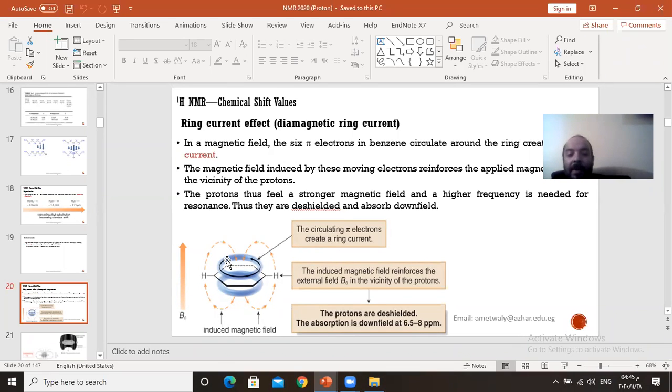The direction of this magnetic field is like that, here and here, which means inside the ring, the magnetic field is opposite to the applied magnetic field. And outside the ring, the direction of this anisotropic magnetic field is the same direction as the applied magnetic field. What does it mean?